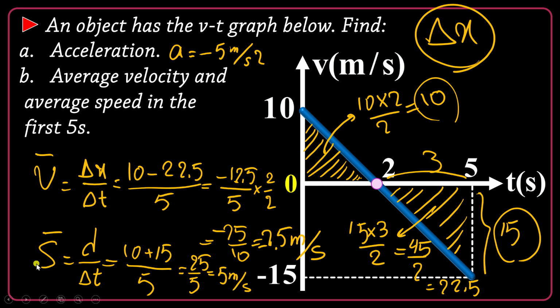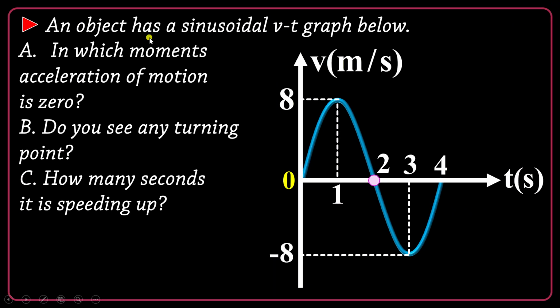Average speed cannot be negative. Speed cannot be negative, so it's always a positive value. But you know that the average velocity is very, very critical. Sometimes it can be negative, sometimes even 0. Suppose that the area above the t-axis is equal to the area below the t-axis. So the total displacement is 0, so we can report the average velocity to be 0. Okay, let's continue.